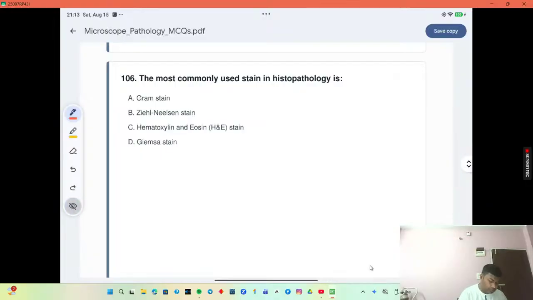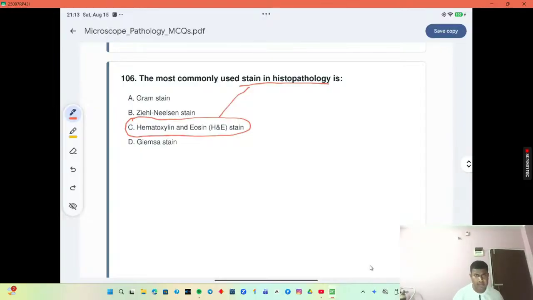So here the question is given as the most commonly used stain in histopathology is hematoxylin and eosin stain, that is H&E stain. So which stain is used in histopathology? It is hematoxylin and eosin stain.